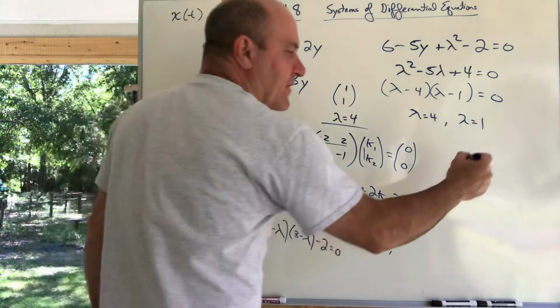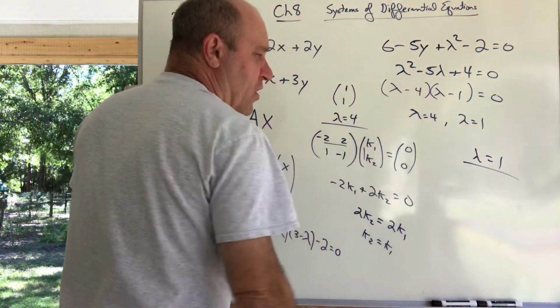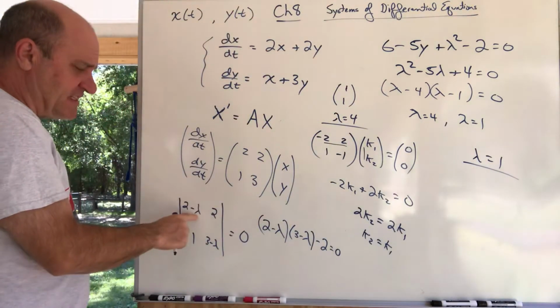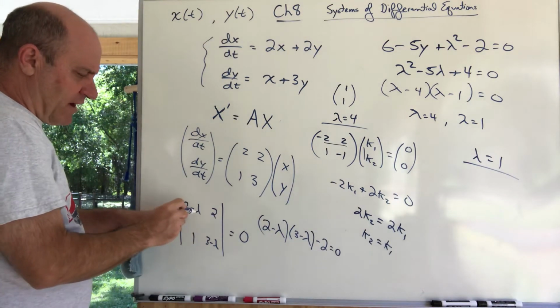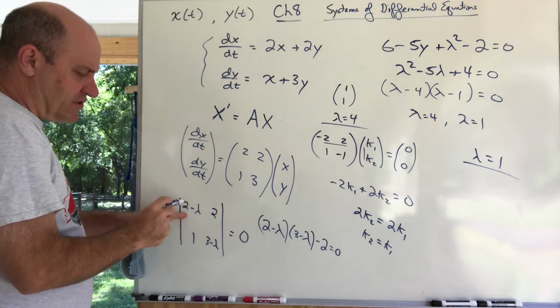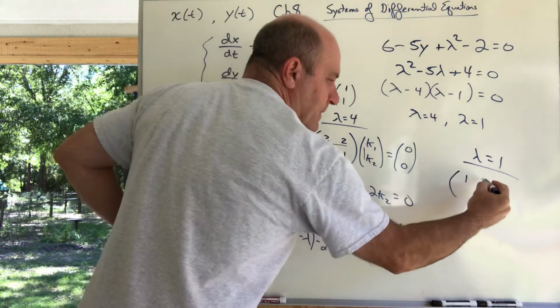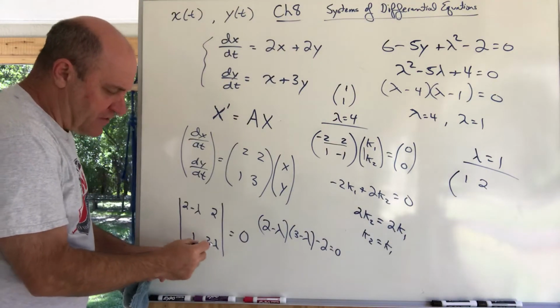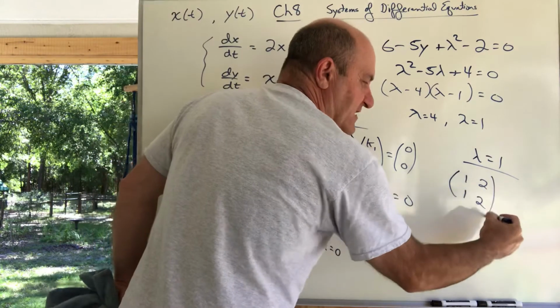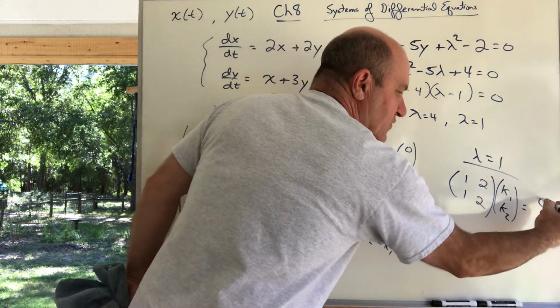Let's do it again. For lambda equals 1, we plug 1 in on these diagonals here. When I plug a 1 in here, I get the matrix 2 minus 1, I get 1, 2. And then I plug in a 1 there, so I get 1, 2. And that's multiplied by the k's, k1, k2, and it has to equal 0, 0.